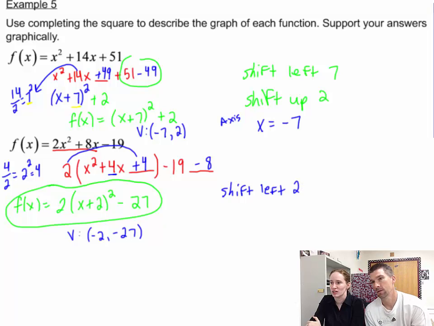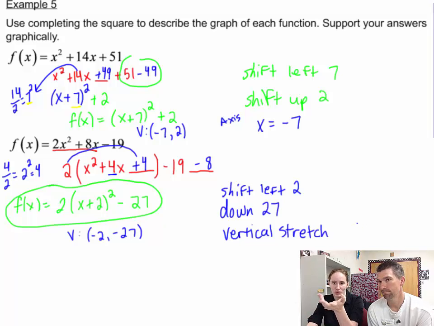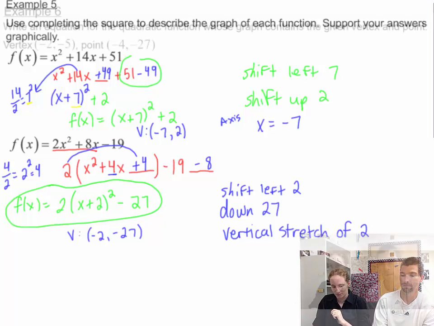So we would shift left 2, down 27, and then that 2 in the front, that's a vertical stretch of 2. The way we do these problems, we are not really going to have to deal with horizontal stretches and shrinks because we want the 2 to be on the outside. We completed the square. So, vertical stretch of 2.